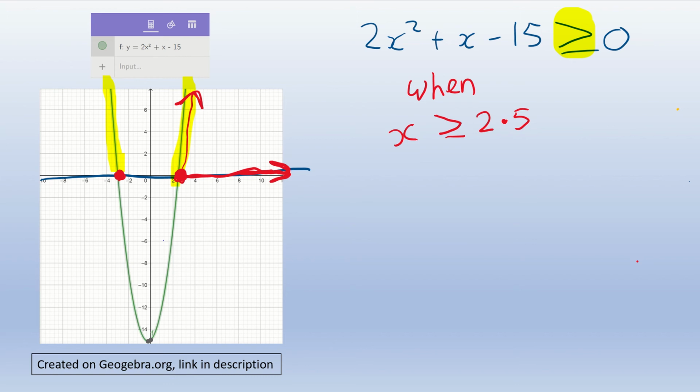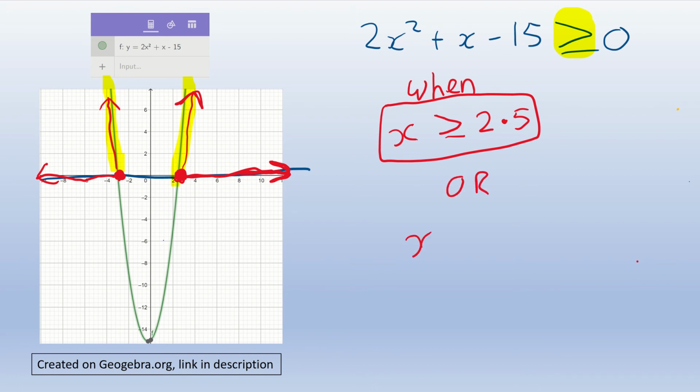So in this case, anything to the left of minus 3, so as I go down my negative numbers, you will notice that my graph just keeps getting bigger and bigger there. So we've got two scenarios. We've got my graph is getting bigger when x is greater than or equal to 2.5, or when x is less than or equal to minus 3.